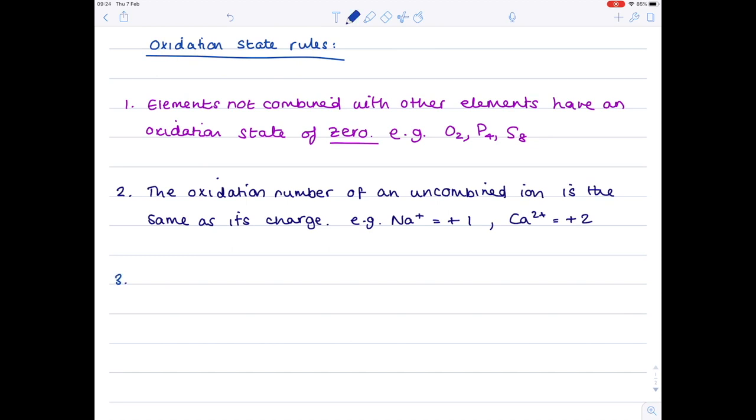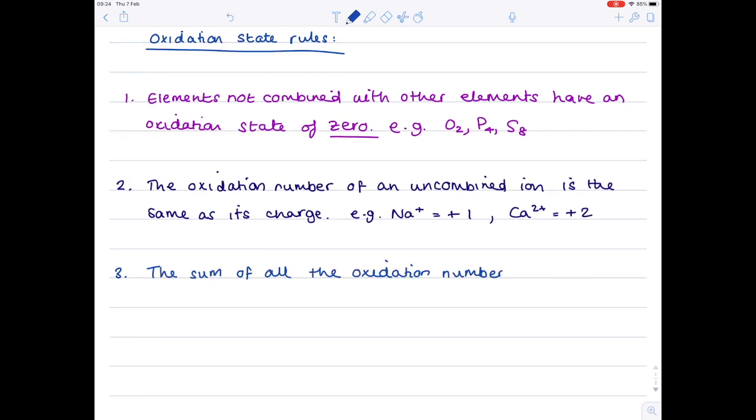Rule 3, the sum of all the oxidation numbers in a molecule is 0, such as water, carbon dioxide, hydrogen chloride, etc. So the sum of all the oxidation numbers, that means the individual oxidation numbers here. The oxidation number of hydrogen and the oxidation number of oxygen: 2 lots of hydrogen plus the oxidation number for oxygen will equal 0. Carbon's oxidation number plus 2 lots of oxygen's oxidation number will also be 0, and so on.